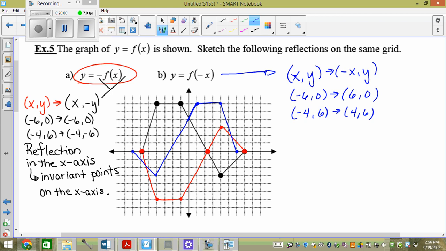How many invariant points does this one have? It just says 1. Where is it, Jesse? It's right off the y-axis. Yeah, it's right here. So when we have a reflection, and only just a reflection in the y-axis by itself, the invariant point is on the y-axis.